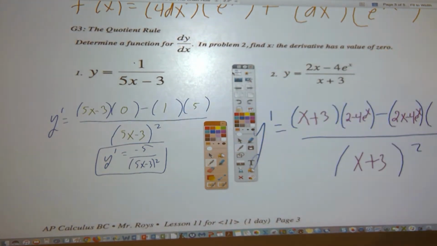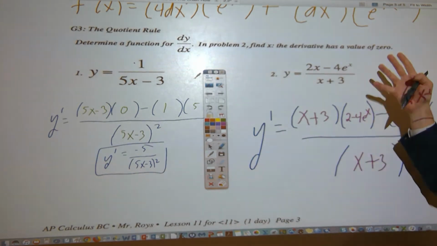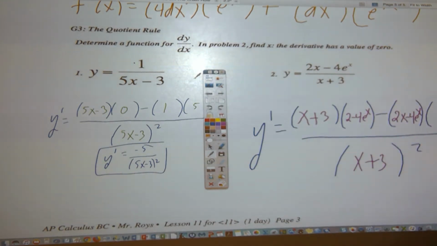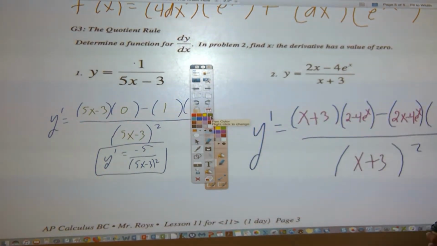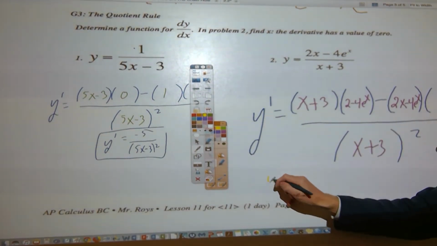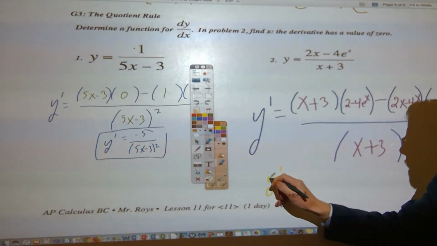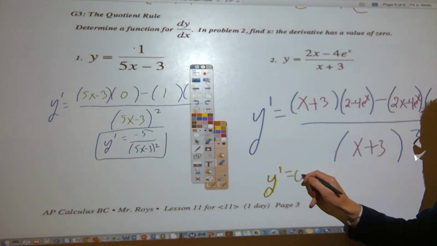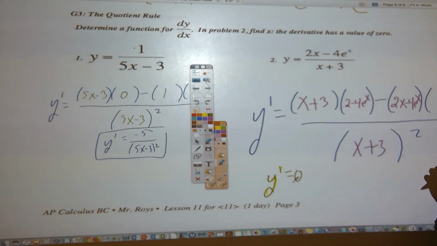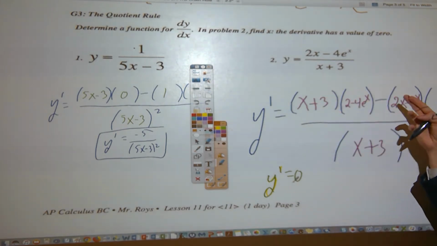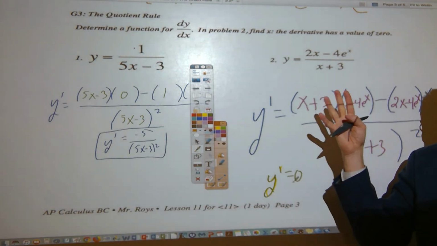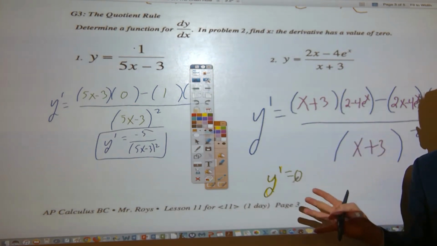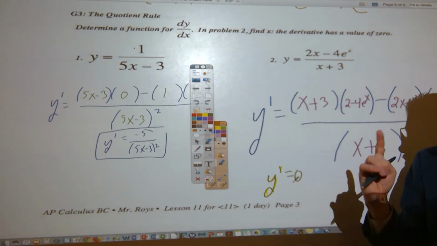Notice that there were some extra directions here: the derivative has a value of 0. If you had to solve for x when the derivative is 0, this is the part of problem 2 that we just blew past. You would have to ask yourself, if y prime is equal to 0, how would I solve for x? If this entire fraction, low d high minus high d low, draw the line square below, is equal to 0, which part of the fraction must be equal to 0? The numerator, the denominator, or something else? The numerator has got to be equal to 0.